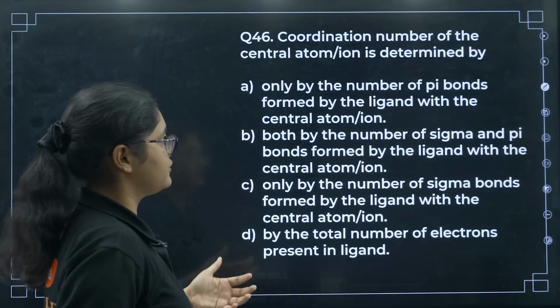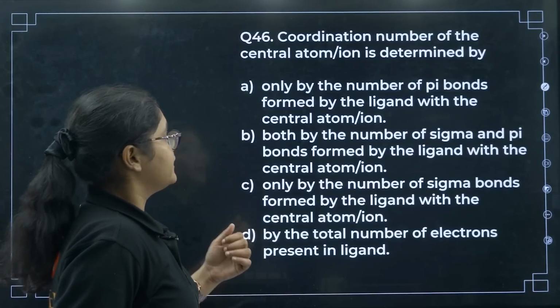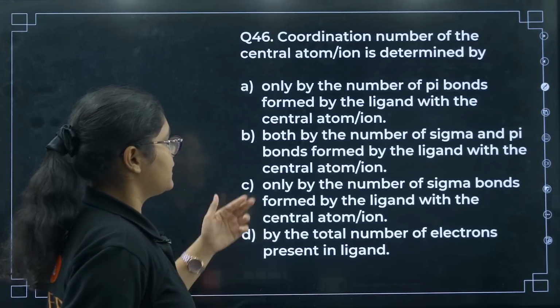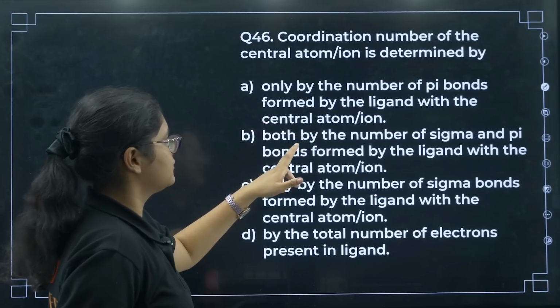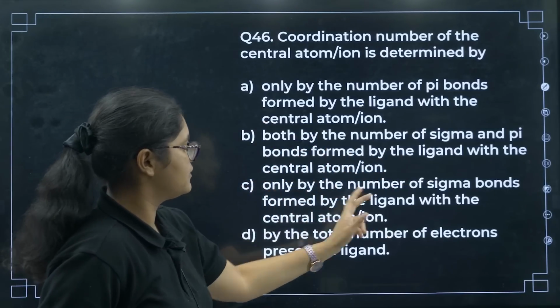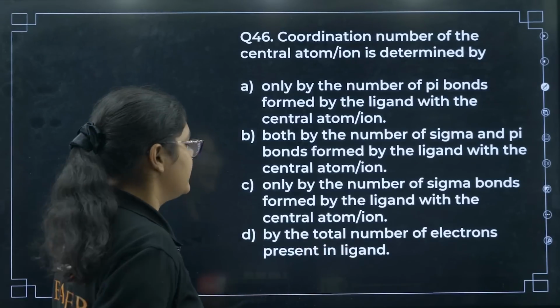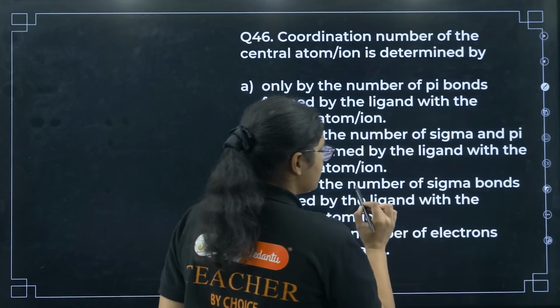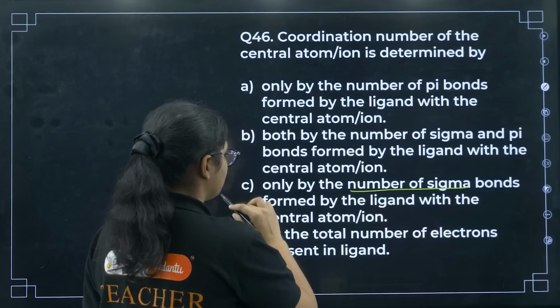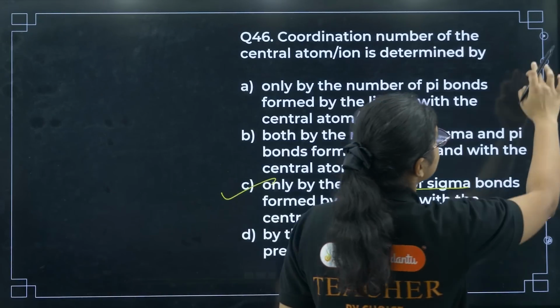Next, we have question number 46. Coordination number of the central atom or ion is determined by: only by the number of pi bonds, both by the number of sigma and pi bonds, only by the number of sigma bonds, by the total number of electrons present in the ligand. It is determined by the number of sigma bonds, only by the number of sigma bonds. So correct answer is option number C here.